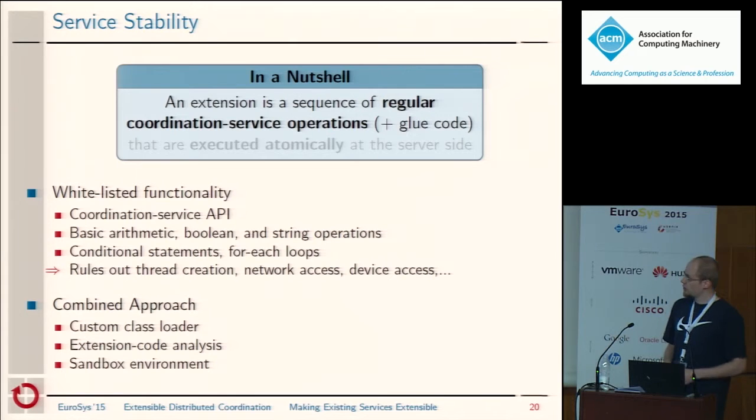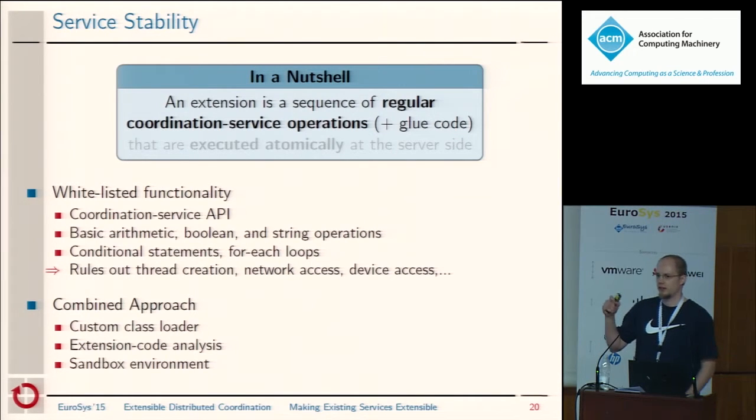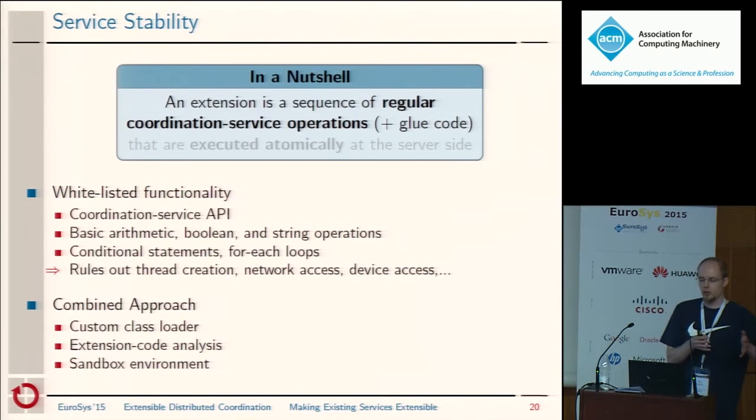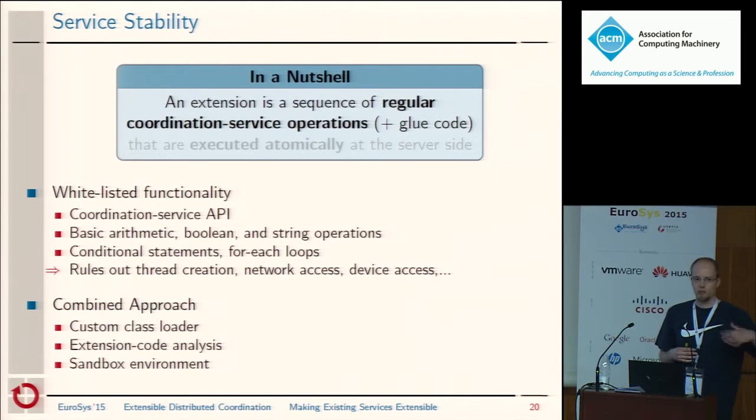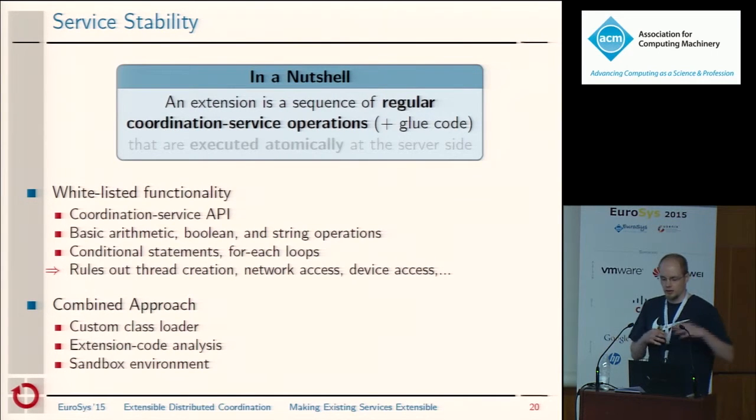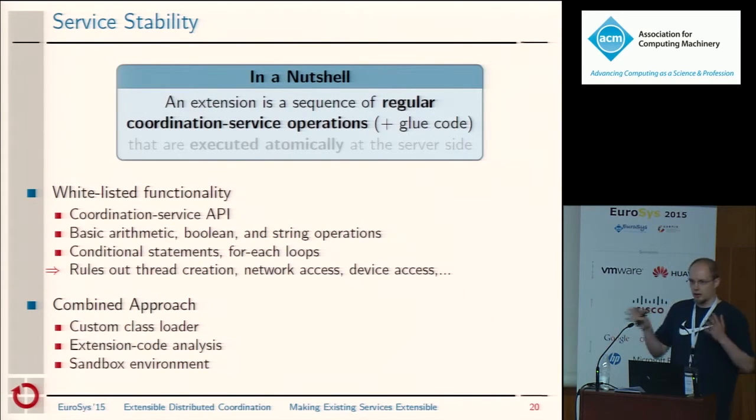So with regard to service stability, what we did was we reminded ourselves of our definition of an extension as a sequence of regular coordination service operations plus a little bit of glue code. And the idea is to enforce that an extension is actually that. So we took a whitelist approach where we just listed some elements an extension may consist of, and elements which are not on this list are not allowed in an extension.